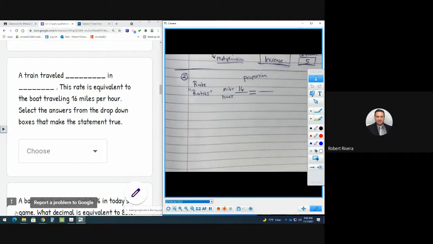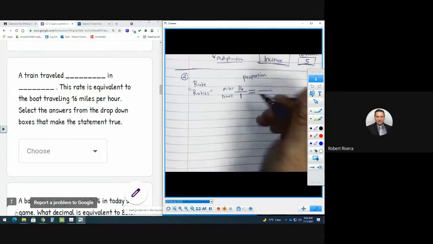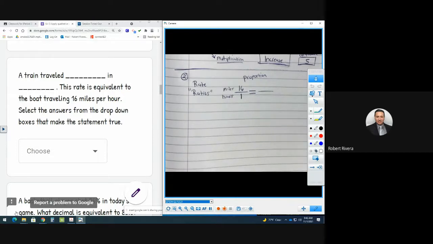It says per hour, 1 hour. So guess who was on the bottom? 1. There, I found my ratio. Where did I get the first ratio? Was from the story. Very simple. I got the ratio from the story. That's the rate. This train is traveling 16 miles every hour. Okay? Now, where do I get the other ratios?